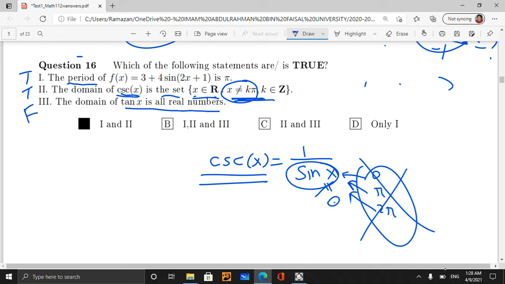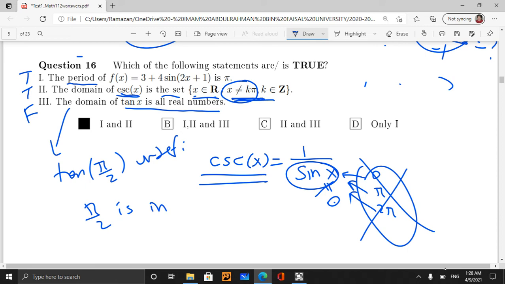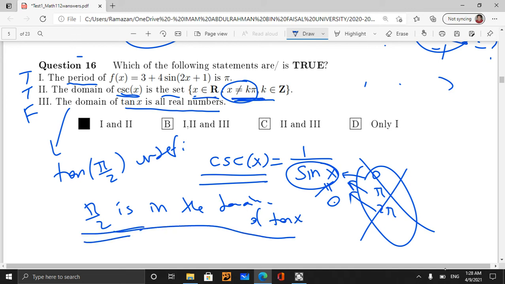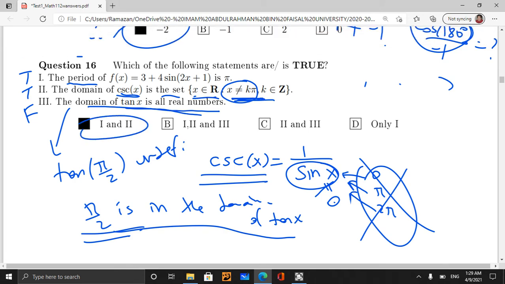And when it comes here, the domain of tangent x is all real numbers. This is false. Why? Tangent of pi over 2 is undefined. So pi over 2 is not in the domain of tangent x. If pi over 2 is not in the domain, of course the domain is not all real numbers then. So it will be 1, 2.